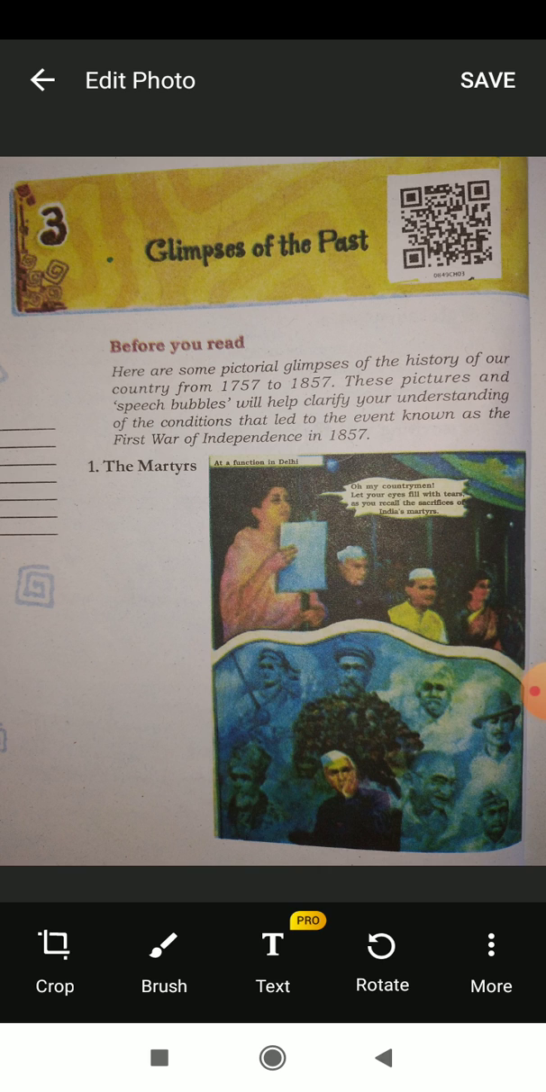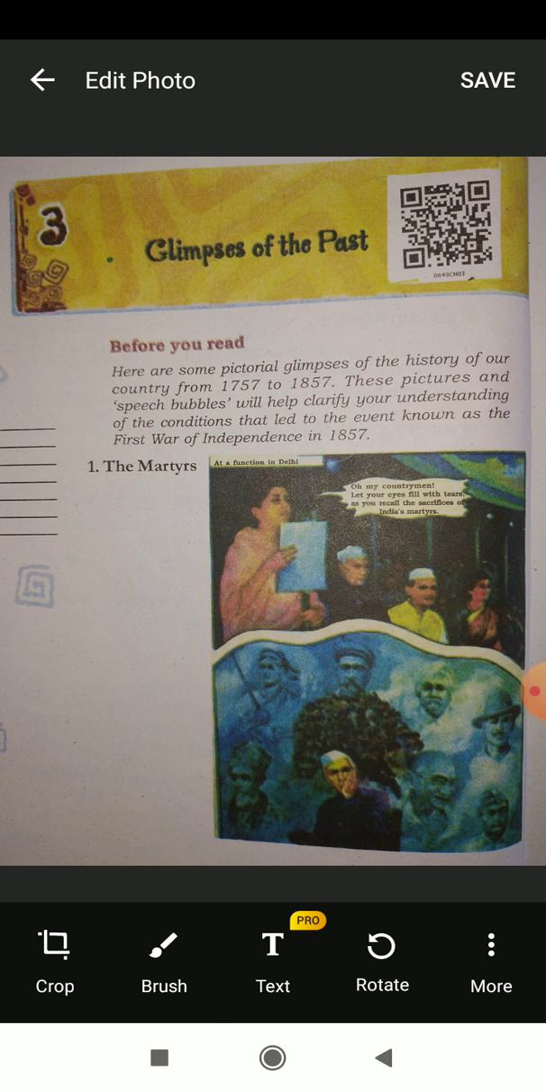Okay students, so here we will begin with the new lesson. The name of the lesson is Lesson 3, The Glimpses of the Past. Yes, this is what we are reading on the first page of your textbook. Tell me, what is the meaning of glimpses?